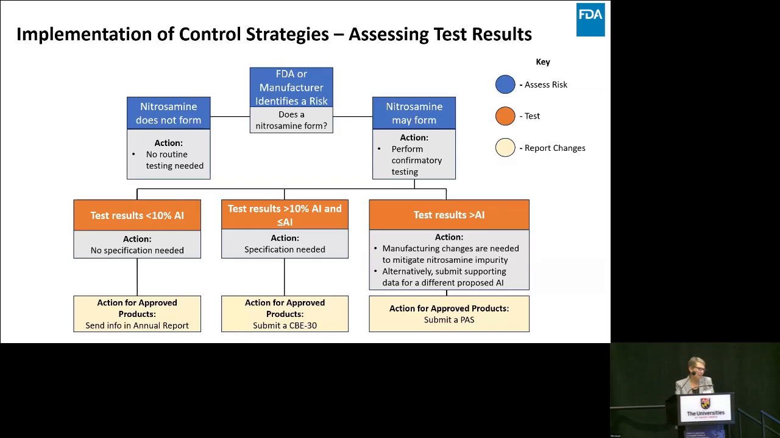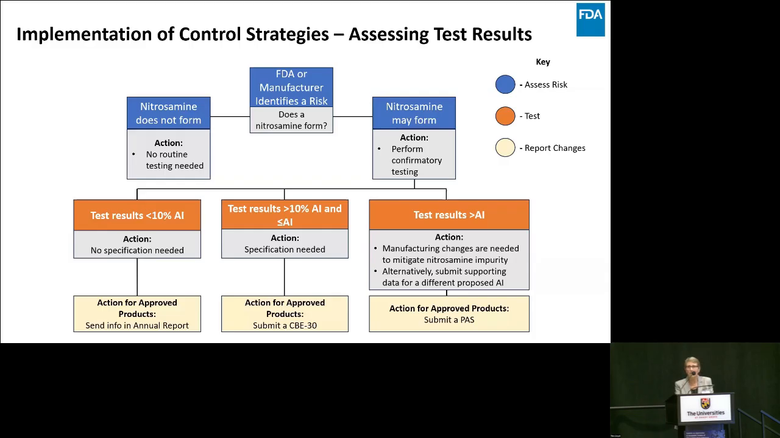So starting at the top, there's a whole section on implementation in the new guidance. The guidance says that the manufacturer identifies the risk for a particular nitrosamine. Now, in the old guidance, we talked a lot about the manufacturer identifying the risk. But now we have a web page where the FDA is also identifying risks.